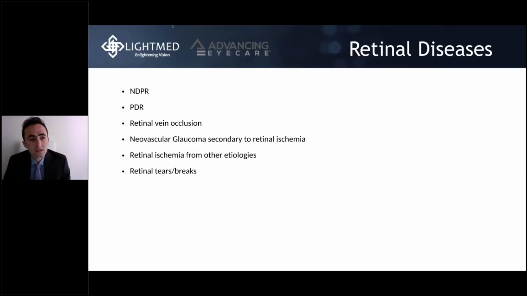So there are many retinal diseases that we use laser to treat, including diabetic retinopathy, retinal vein occlusion, even the complications of diabetic retinopathy like neovascular glaucoma secondary to retinal ischemia. Also, we use laser to treat retinal ischemia from many other etiologies. And of course, there's laser retinopexy that we utilize in cases of retinal tears or breaks to create a barricade to prevent progression into a retinal detachment.